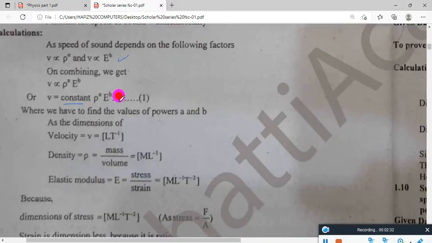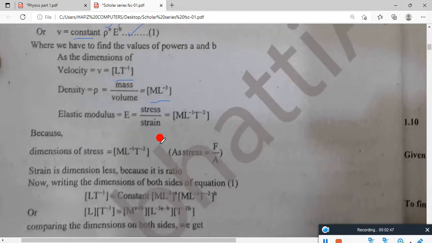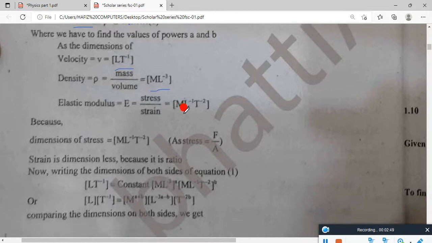An equation has been created having powers: rho with a and E with b. Dimensions of velocity are LT^-1. Density has dimensions ML^-3. Elastic modulus E has dimensions stress over strain, ML^-1T^-2. Dimensions of stress are ML^-1T^-2 as stress is equal to F over A. Strain is dimensionless, as it is a ratio.